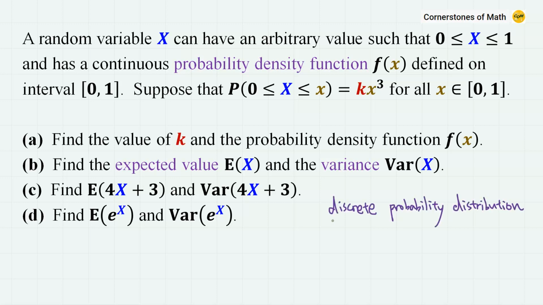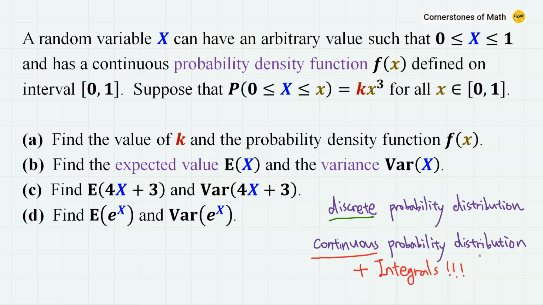In my last video, I dealt with discrete probability distribution. Here I present continuous probability distribution, and while solving the problem, I will do a bunch of integrals. That sounds pretty fun, so let us dive into the problem.